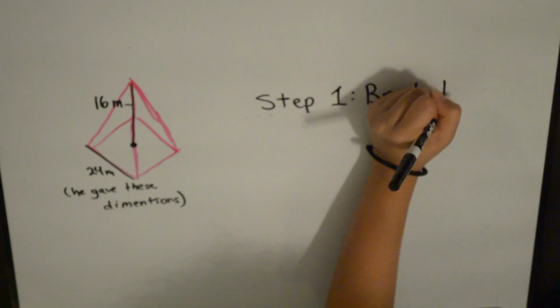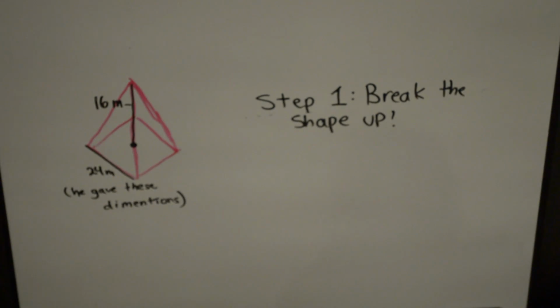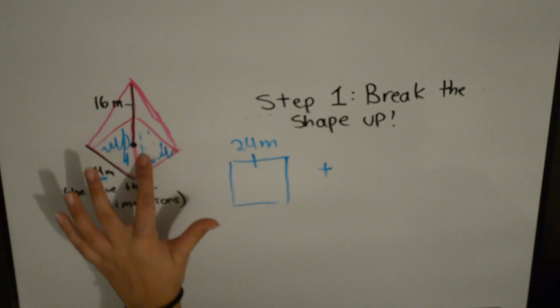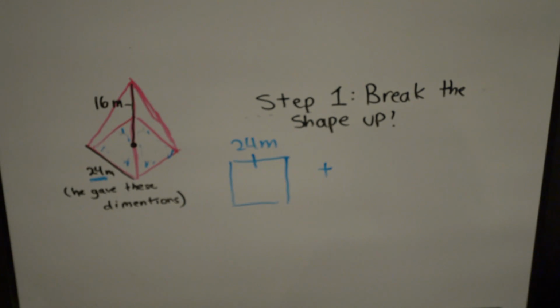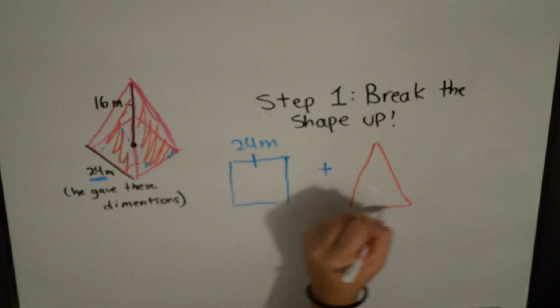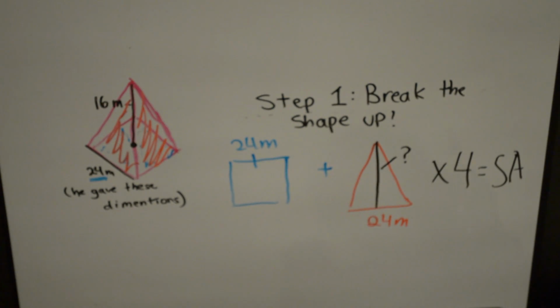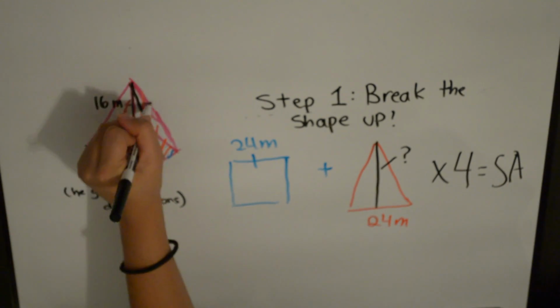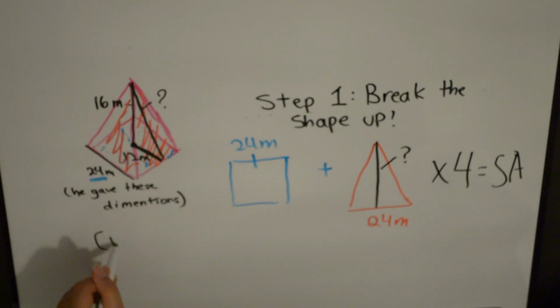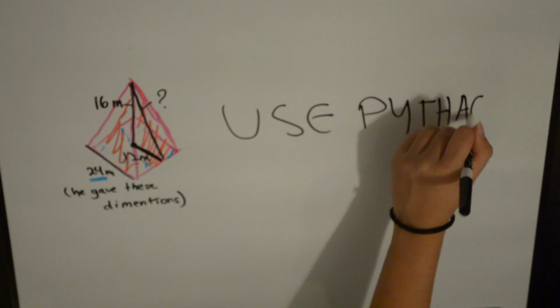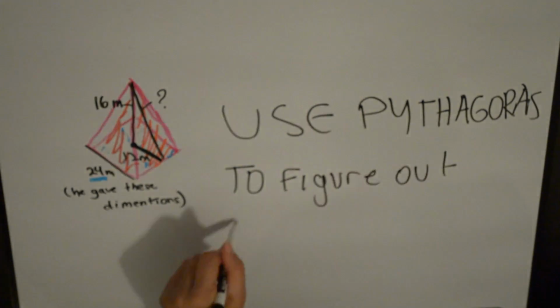For surface area, all we need to do is break down the shape. There's one square with the side length of 24 meters and 4 triangles with the base of 24 meters and an unknown height. To figure out the height of the triangles, we must create a triangle inside the pyramid and have the length that we don't know as the hypotenuse. That way, we can use the Pythagorean theorem to figure it out.